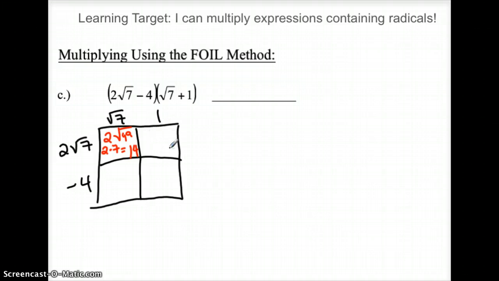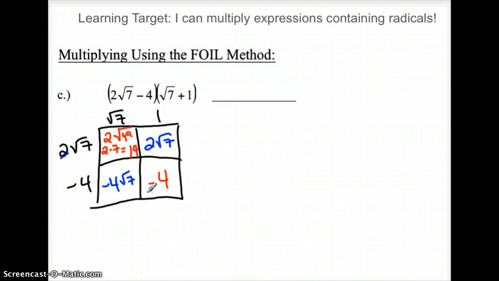Now, in this second, I'm just going to go across the row. 2 radical 7 times a 1. The 2 and the 1 can multiply together, but it just stays a 2, and we just keep the radical 7 attached. I'm going to move down to the second row. -4 times a 7, can I get 28 when I multiply? No, the 4 is out and the 7 is in, so keep them that way. -4, radical 7, okay? And then finally, -4 times a 1 is simply -4.